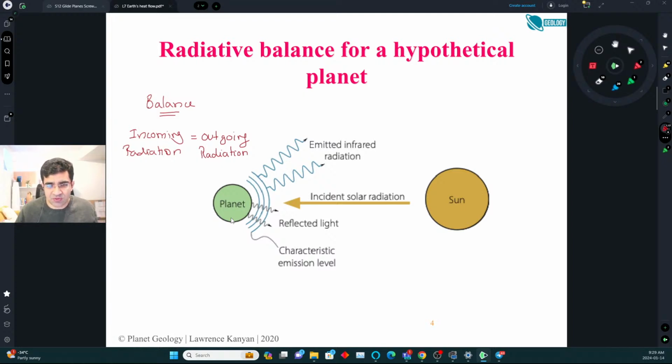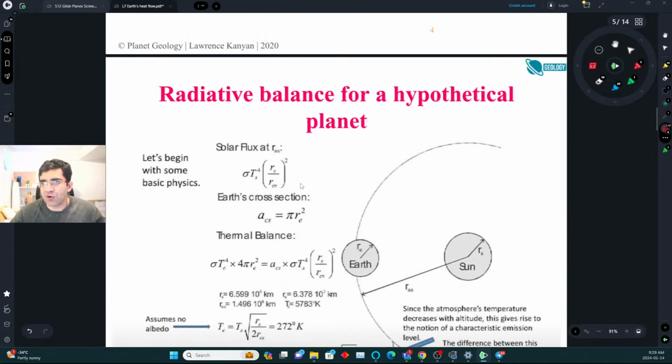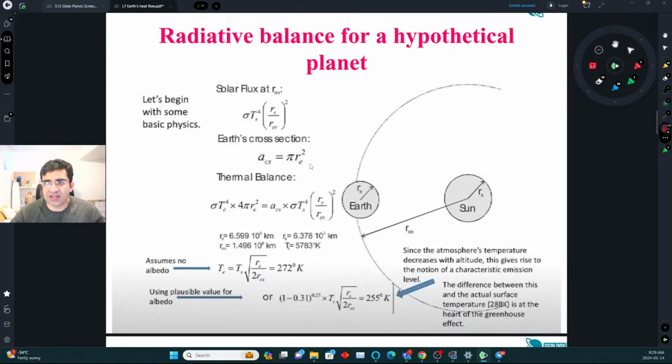On the surface of Earth, it has an atmosphere, so there is a greenhouse effect, but also there is mixing and redistribution of heat energy throughout the surface. We'll study this concept of characteristic emission level a little bit later. Again, you don't need to go into math in detail. Okay, so the radiative budget for a hypothetical planet.